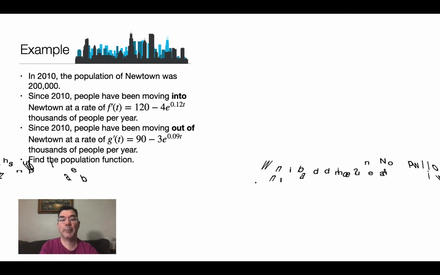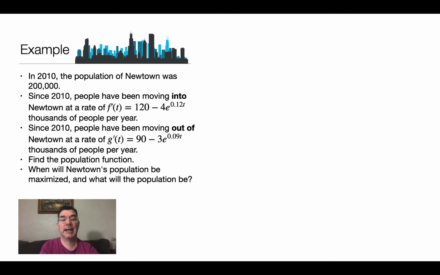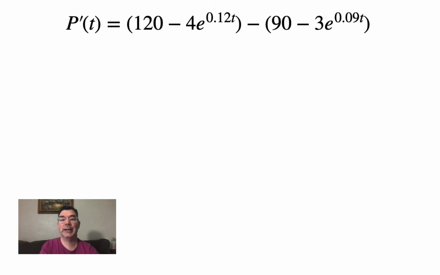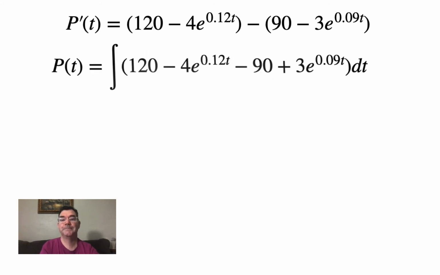So I need to find the population function, and I need to know when Newtown's population will be maximized and what that population will be. So the change in population is a positive amount of f prime and a negative amount of g prime because the rate of people moving in is that f prime function, and the rate of people moving out is that g prime function. So one has a positive effect and one has a negative effect on the population.